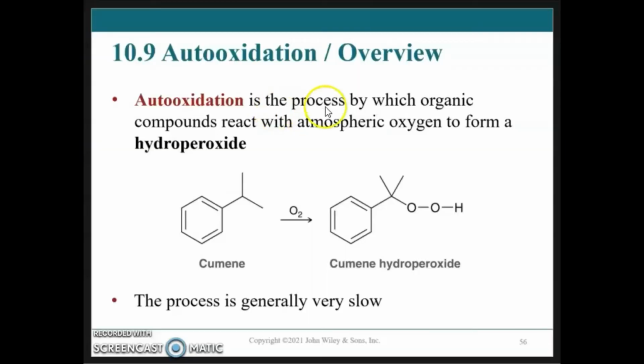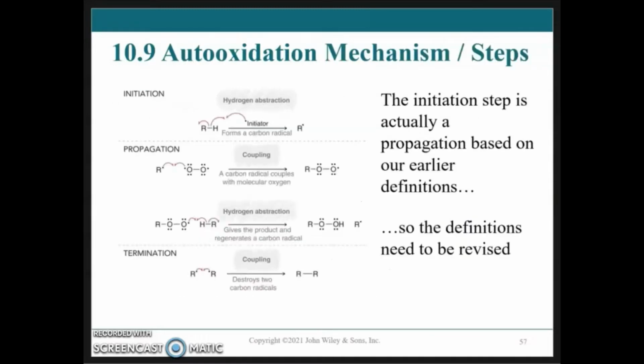So in the example here, we have cumene reacting with atmospheric oxygen at the benzylic position to form a hydroperoxide. And usually this process is slow. Let's look at it in a little more detail. In this mechanism, there are two things I want to focus on. One is our definition of initiation, propagation, and termination. I'll come back to that. And the other is just what's actually taking place in the reaction.